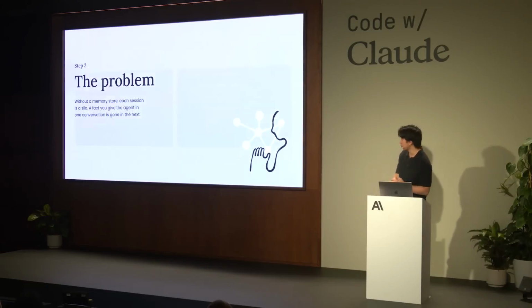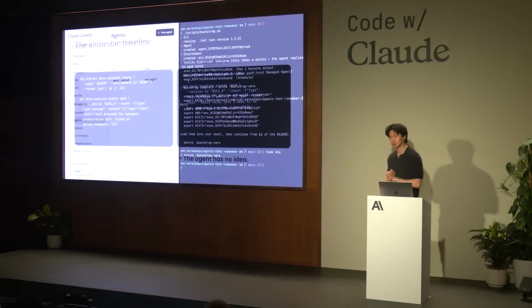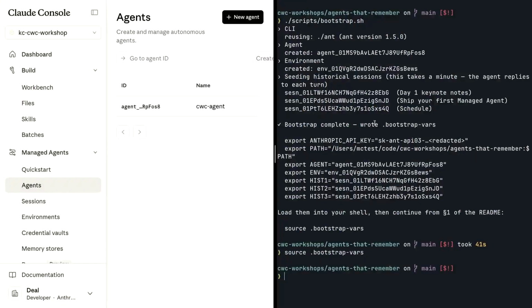So if I switch over to my computer, I'm in our workshop repository here. I've just run the Bootstrap script that we've included in the repository. What this has done is basically created some seed information for us. So we have an agent, we have an environment, and we have a few previous sessions that talk about things like the keynotes from day one, as well as a previous workshop.